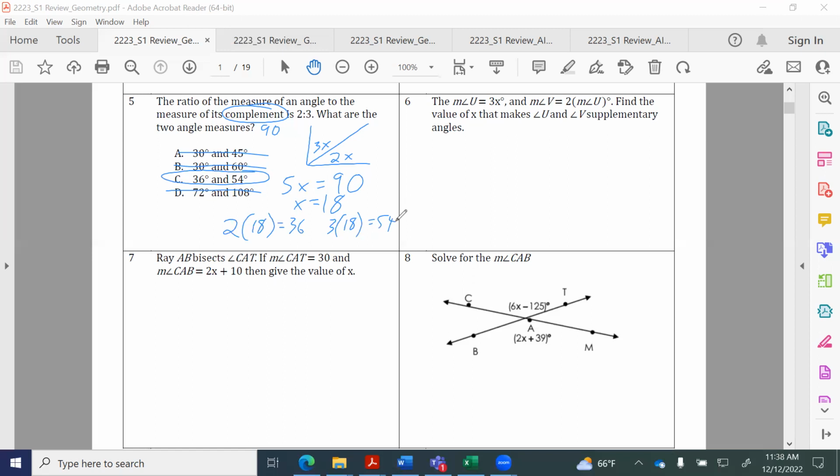All right, number 6. On this one, they give you measure angle U is 3x. Measure angle V is measure angle U times 2. So this is the same thing as saying 3x. So really, measure angle V is what? 6x.